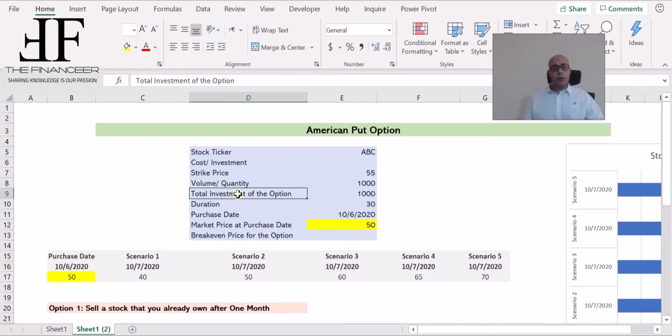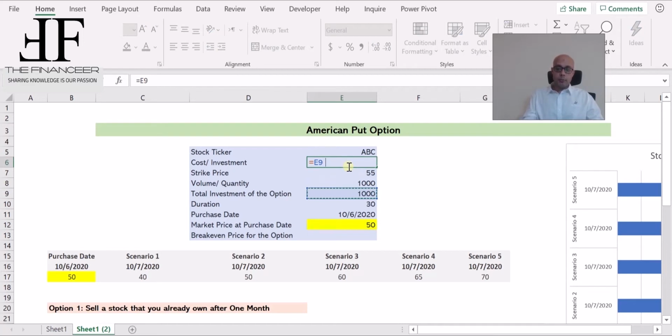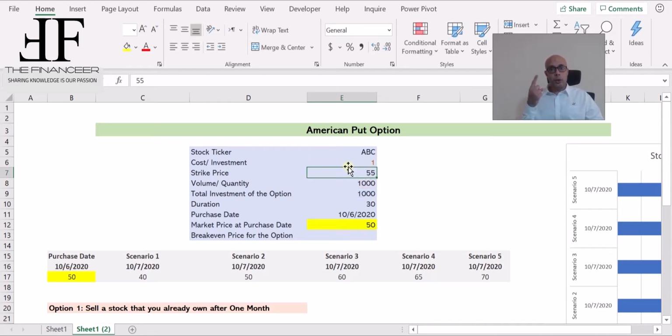Assume also that the cost to purchase this put option is $1,000. So the total cost of purchasing the put option is $1,000. If you'd like to calculate the cost of purchasing this put option per share, you have to divide the $1,000, which is the total cost, by the number of shares included in this put option contract. So the result will be $1 per share. This is the cost of the put option.